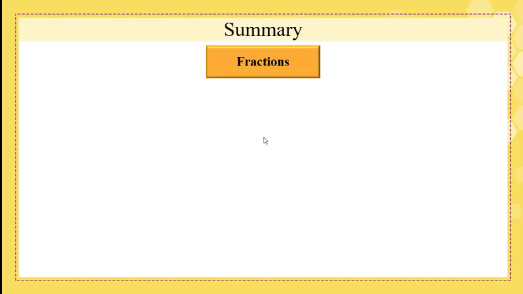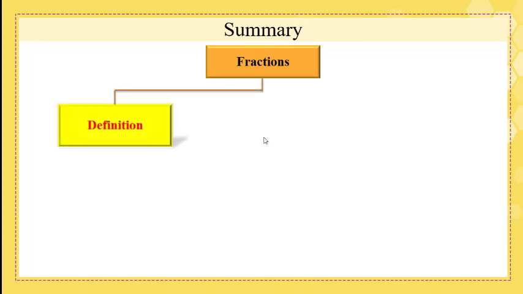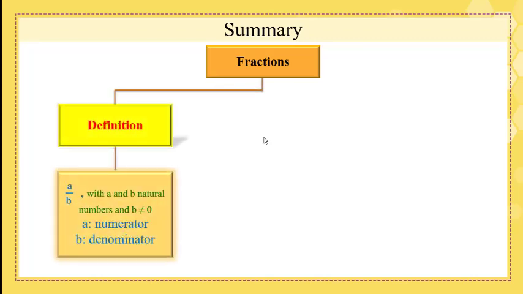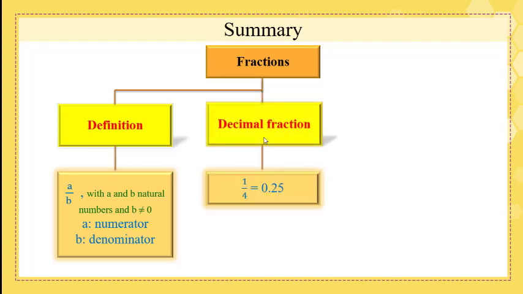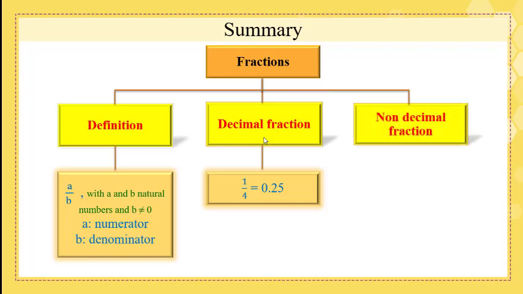Summary. Fractions. Definition: a over b, with a and b natural numbers and b different from 0. a is the numerator and b is the denominator. Decimal fraction, for example, 1 over 4. Non-decimal fraction, for example, 2 over 9.